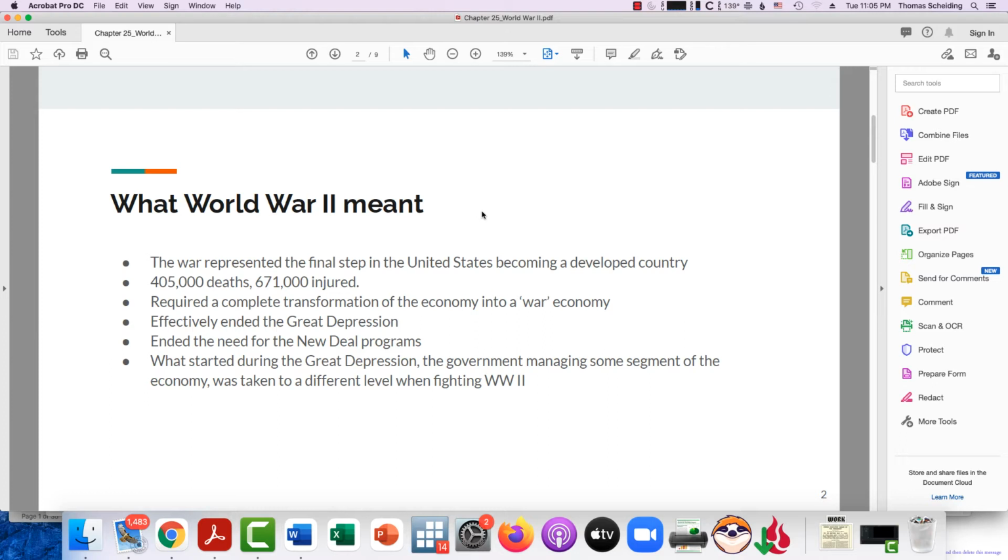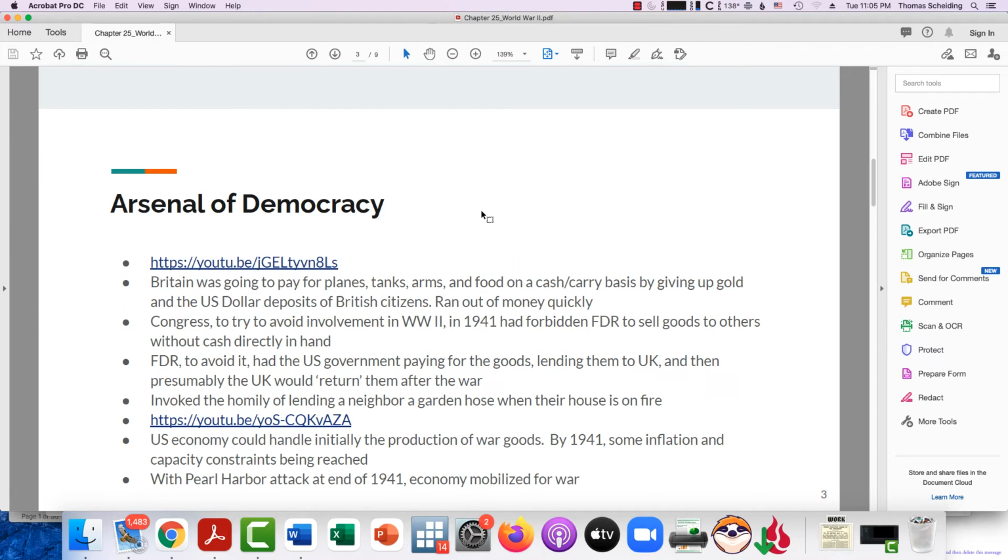And it continues what was started during the Great Depression, which was that the government was going to establish for itself a role in managing the economy. A role that it continues to have to this day. Okay, so let's start with this.